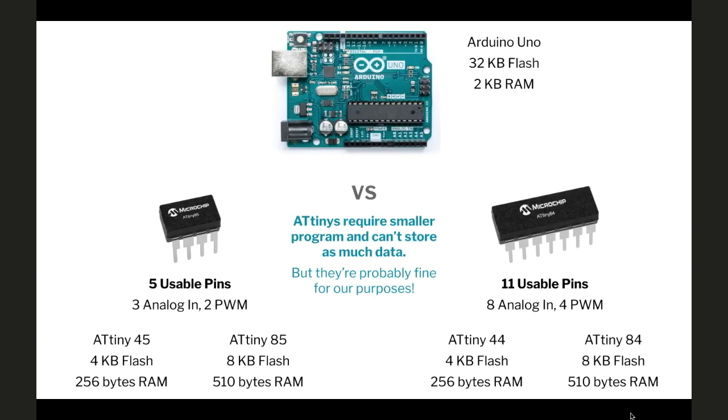We have the ATtiny 45 or 85 that has 5 usable pins. It has 3 analog input pins and 2 pulse width modulation pins. Remember, those are pins that we need for things like fading an LED. And then there is the ATtiny 44 and 84 that has 11 pins, which is great. It has 8 analog input pins, which is crazy, and 4 pulse width modulation pins. As you can see, it's not a ton of memory, but it's fine for small projects.